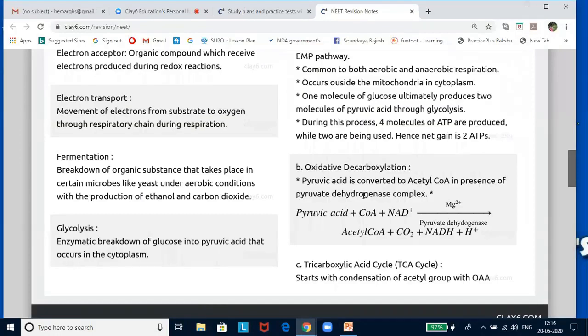Now let us look into the next step, that is oxidative decarboxylation. Here two molecules of pyruvic acid formed from a glucose molecule move into the mitochondria and are oxidized and decarboxylated to two molecules of acetyl coenzyme A. NAD is reduced to NADH2. During this reaction, two molecules of carbon dioxide are released. Oxidative decarboxylation of pyruvic acid occurs only under aerobic conditions. Under anaerobic conditions, pyruvic acid is either reduced to lactic acid or ethyl alcohol.